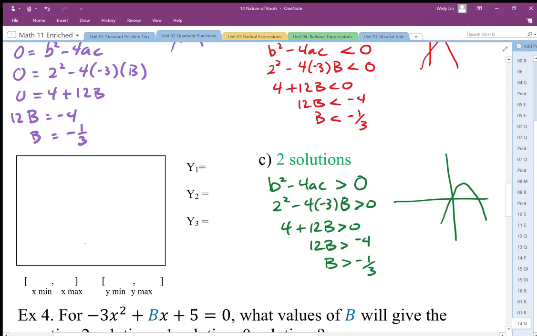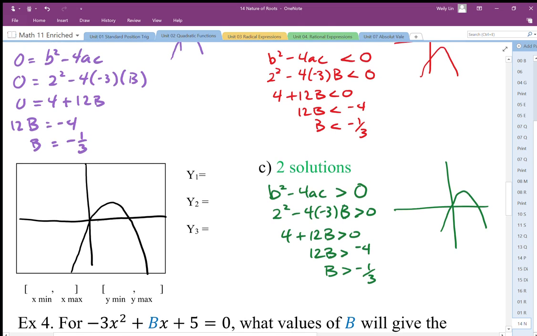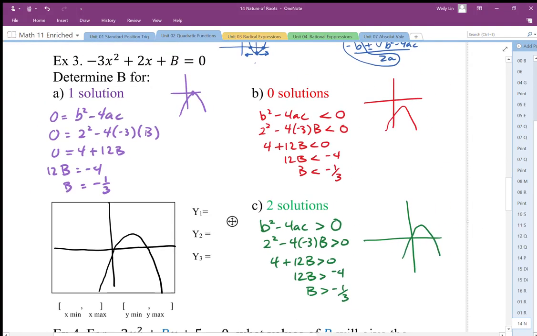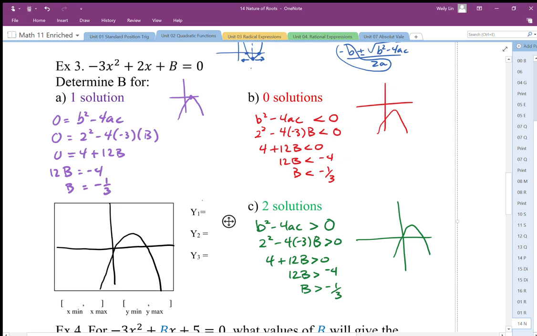I started off with an upside down graph. It looks something like this. And then as I shift this graph up and down with the b value, it'll give me 0, 1, 2 solutions. This graph that I've graphed here is just the graph with a b value of 0. Then as I change the b, we'll be shifting that up and down.